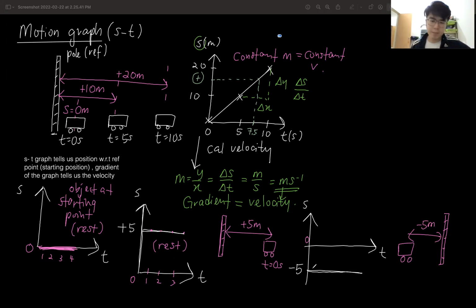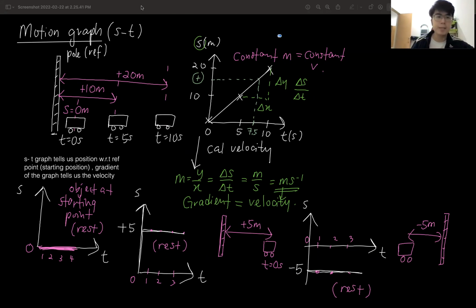Okay, over time, is it moving? 1 second, 2 seconds, 3 seconds, it doesn't move. This is also at rest. The 3 graphs show that it is at rest, but the position is different. Okay, so that is the horizontal line. A straight line shows that it is moving.